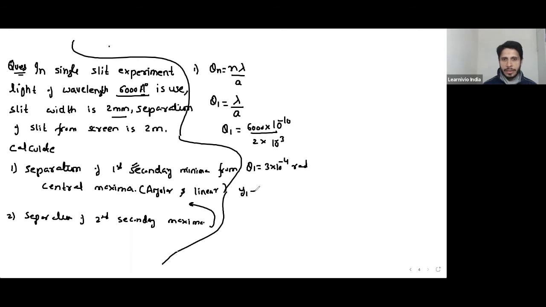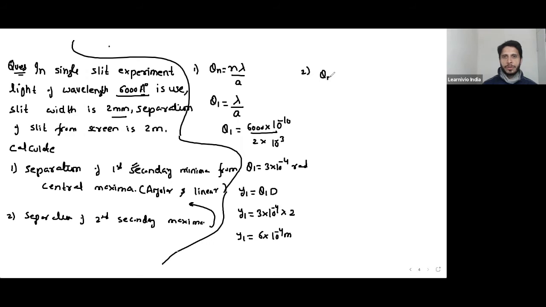Next, you can calculate the linear separation, that is theta 1 multiplied by d. So you can write that your y1 is theta 1, which is 3 into 10 raised to the power minus 4, into d, which is 2. So y1 comes out to be 6 into 10 raised to the power minus 4. So that is for the first part.